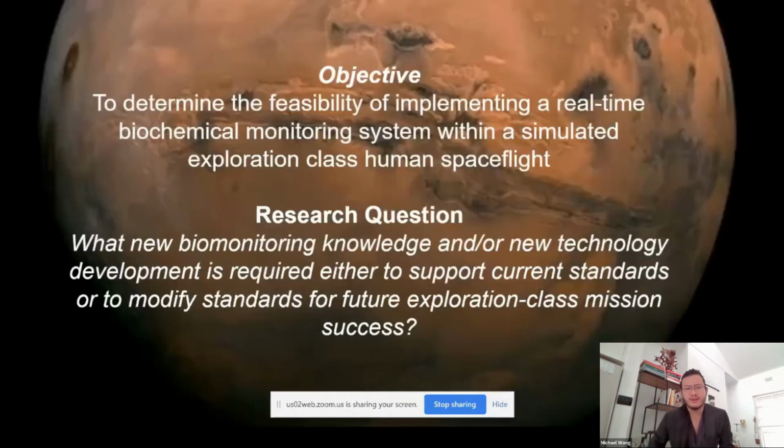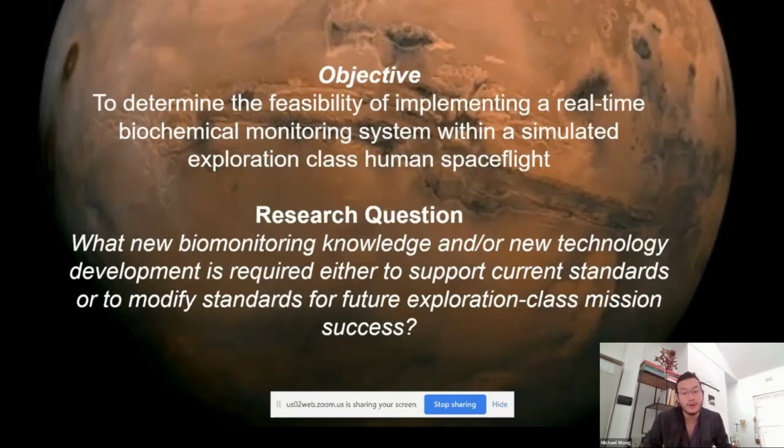And so we wanted to figure out what would be the feasibility of implementing some sort of real-time monitoring system, whether that be something that is inserted into a human, i.e. an invasive device, or something that's wearable, like many of the technologies we see today, and how could we simulate that within an exploration class human spaceflight. And in order to address that question, which is the big question of my research, we had to answer a lot of smaller questions first.